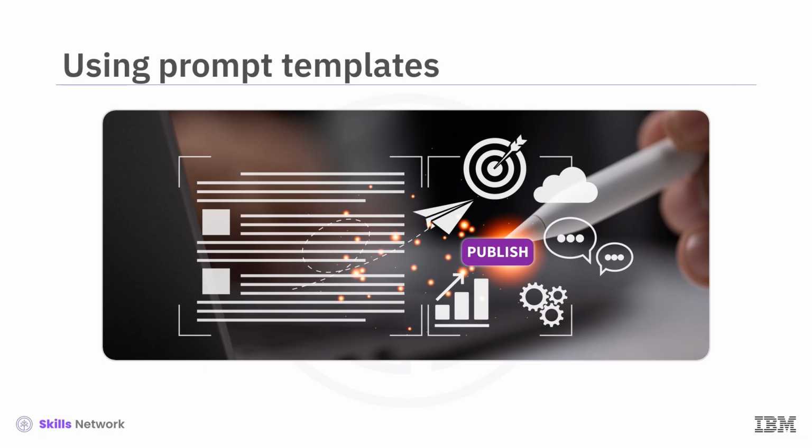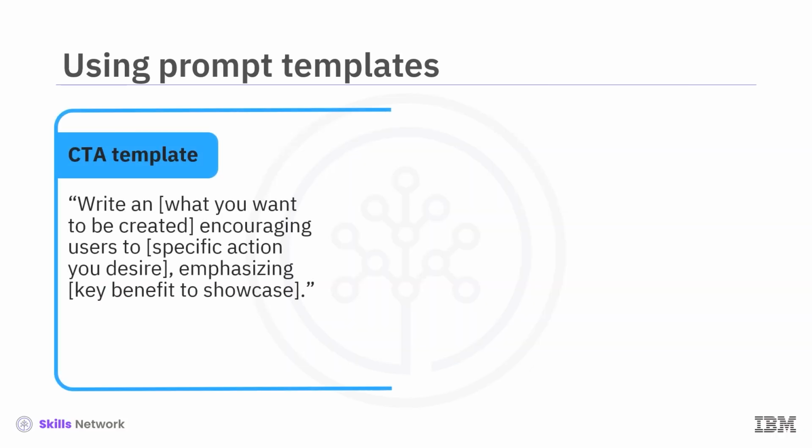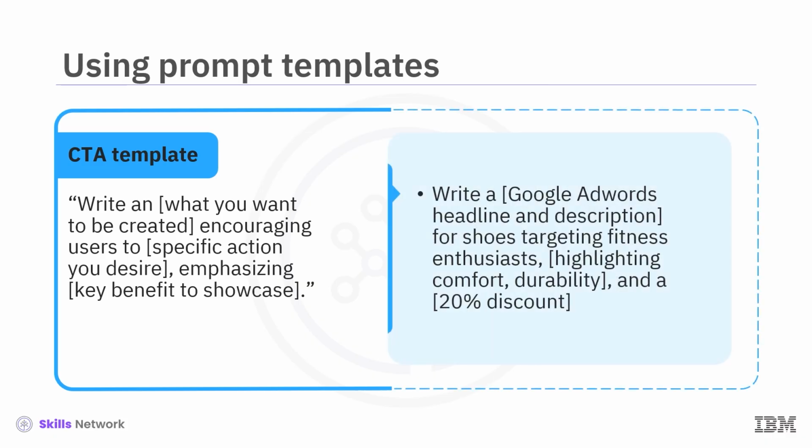Further, let's explore the common tried and tested prompt templates for creating ad copy that can simplify the process of creating effective prompts. First is the call to action or CTA focus. The template specifies what you want to create, the action you desire, and the key benefits you want to showcase. Here is an example of a shoe brand.